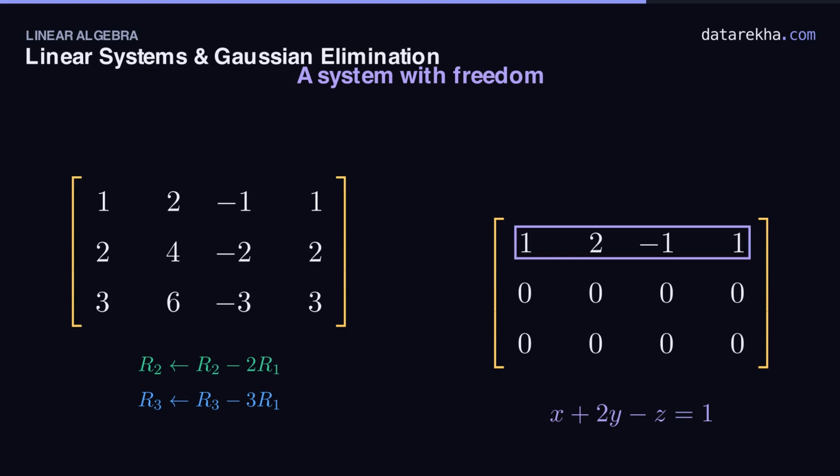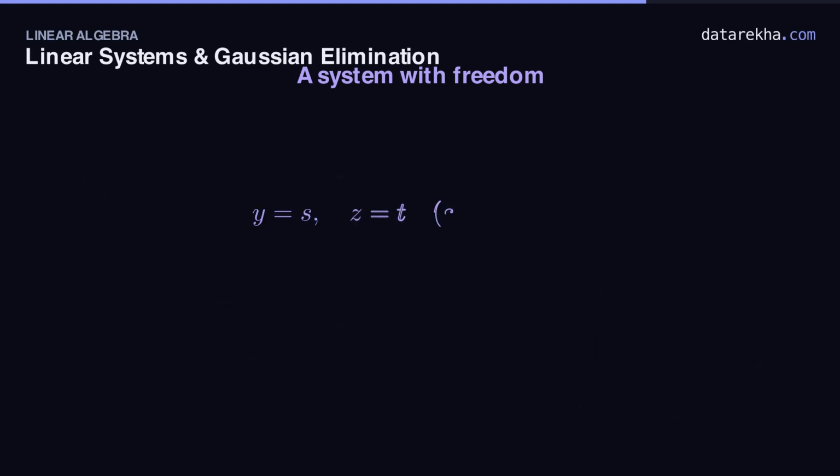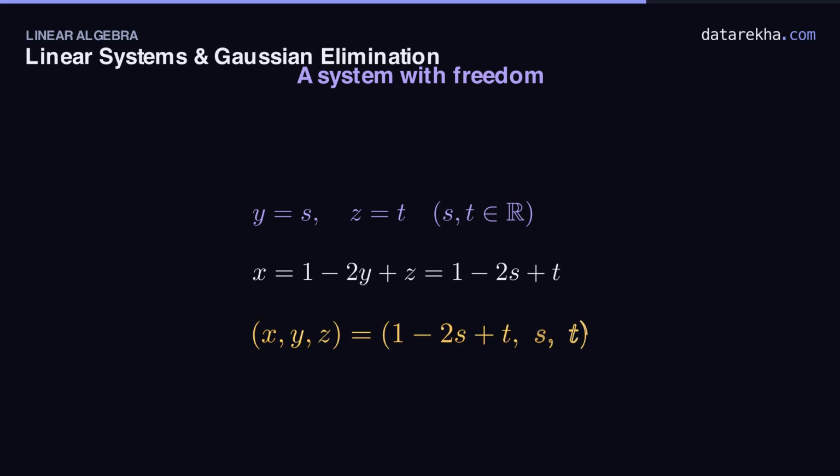Only one genuine equation survives. x plus 2y minus z equals 1. But there are 3 variables to pin down. One equation, 3 unknowns means 2 are free. Column 1 has a pivot, so x is determined. But columns 2 and 3 have no pivot, so y and z roam free. Call them s and t. Then x is 1 minus 2s plus t. The complete solution is that triple, a whole plane of answers.